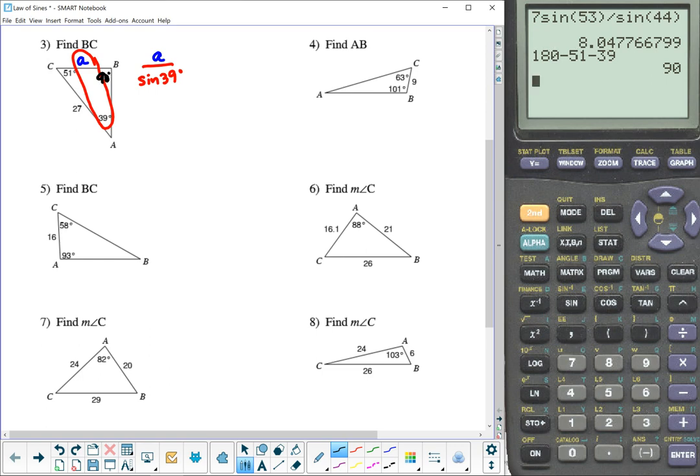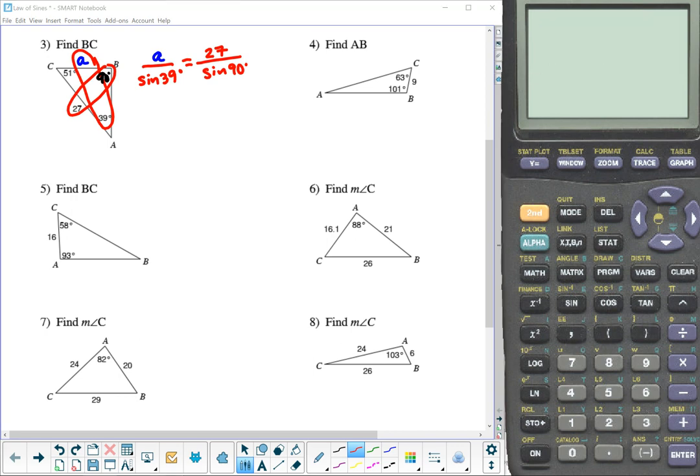But I'm going to go ahead and use the law of sines anyway. So I'm going to do 27 over sine of 90, and that's going to equal a over the sine of 39 degrees. So a is going to be 27 times sine of 39 divided by sine of 90. And we know sine of 90 is 1, so really I could have just used SOHCAHTOA here.